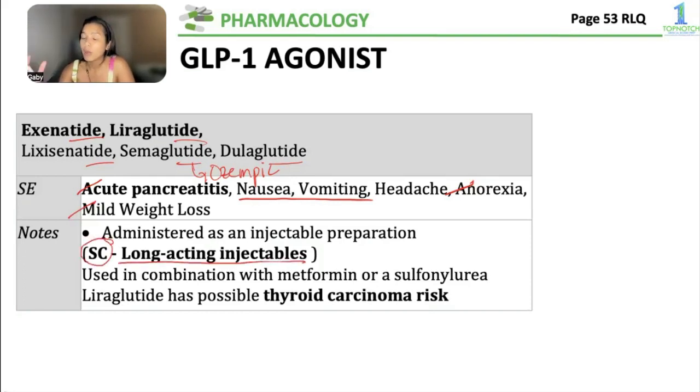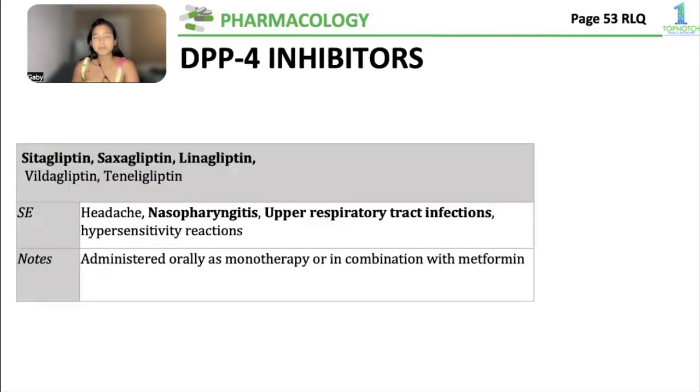However, liraglutide has been associated with a theoretical increased risk of thyroid carcinoma. So si pioglitazone, bladder; si liraglutide is thyroid carcinoma. Your DPP-4 inhibitors, again, they inhibit DPP-4, so they allow GLP-1 to stay in your system for longer. These are your gliptins. So I remember them as they lift up your GLP-1s. They lift up your GLP-1 because they inhibit DPP-4.